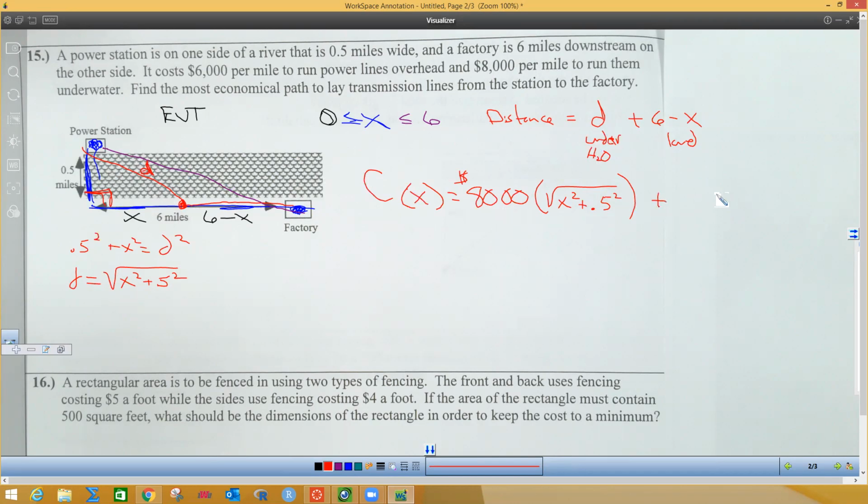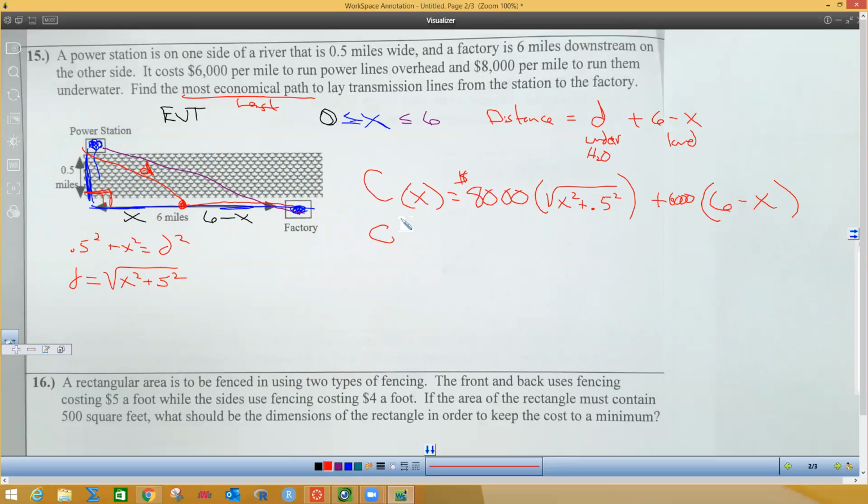And then plus, we got this part that is above, we're going to put on power lines going down from wherever we come across to this factory. And that part is only $6,000, so I got to put $6,000 in here. So this is the thing that we want to minimize. Our goal is to minimize, find the most economical path, meaning the least expensive. We want the least cost. So this is the function that we have to find the least cost of.